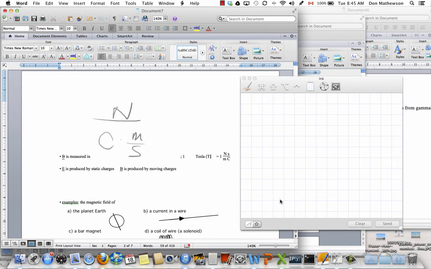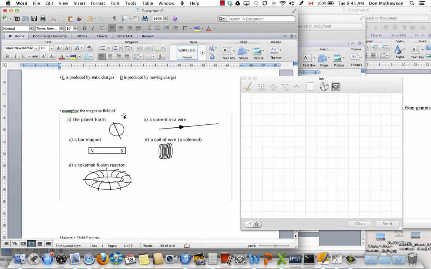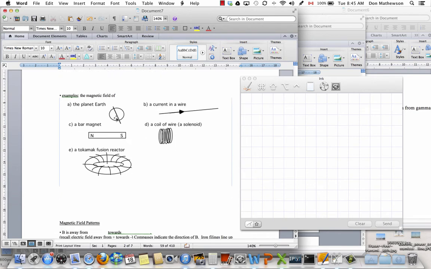Now, electric field is produced by static non-moving charges. To get a magnetic field, the charge actually has to move. So here are some typical sources of magnetic field. The Earth: there's circulating liquid iron and nickel and things like that moving through the core of the Earth. So we think that creates the Earth's magnetic field.